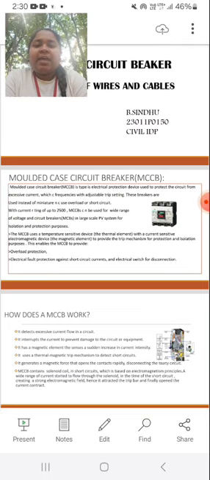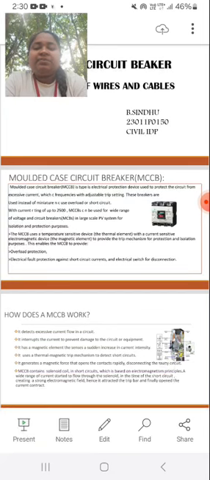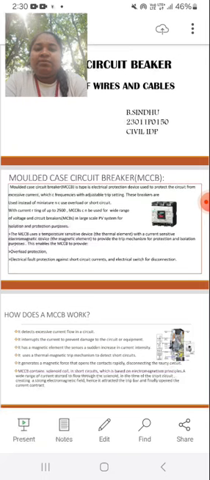Today's topic is MCCB and types of wires and cables. MCCB stands for Molded Case Circuit Breaker. It is an electrical protection device which is used to protect the circuit from excess current. The breakers are used for overload and short circuit protection.